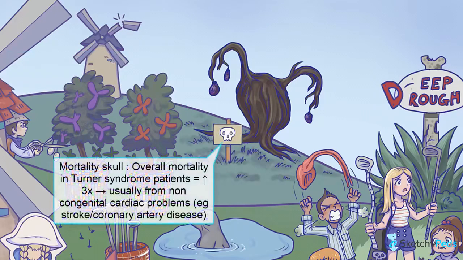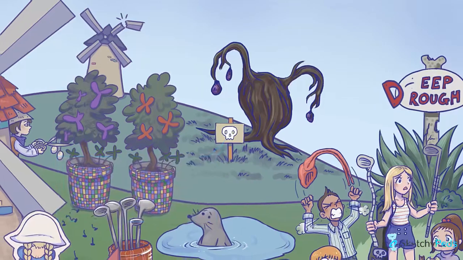The overall mortality for Turner syndrome patients is increased 3-fold compared to the general population, mostly due to non-congenital cardiac problems like coronary artery disease and stroke. Mortality rates are higher for 45X patients than for mosaic Turner patients.